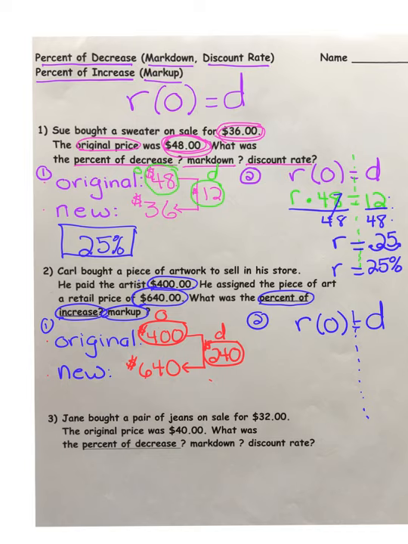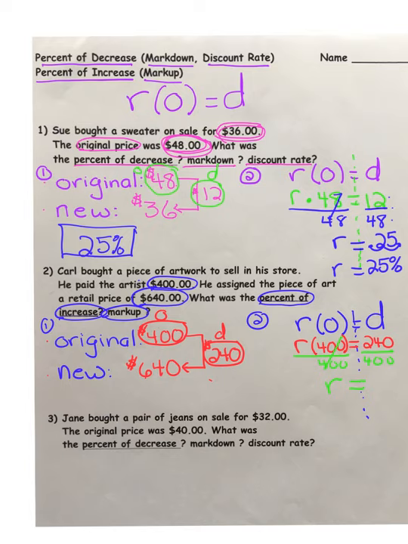Circle those two amounts, and let's use those two amounts in our formula to see what the percent of increase or the markup was for this particular piece of art. R is the rate, and the original price is $400. It experienced a $240 increase in price. Now, let's solve for the decimal rate. Divide both sides by 400.